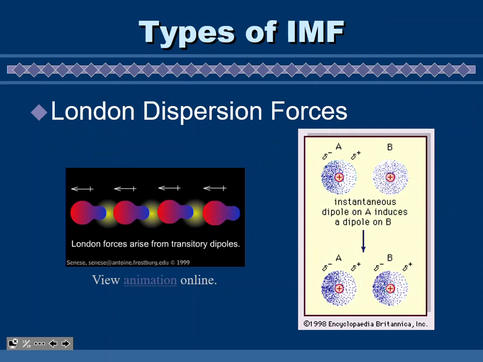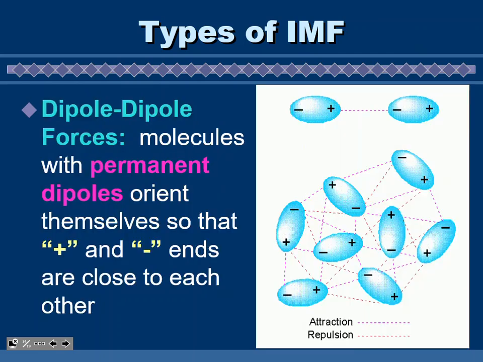Okay, so just some more pictures here. These temporary dipoles, the shifting of the cloud. But like I said, as quickly as it happens, it quickly can go away. They're instantaneous.